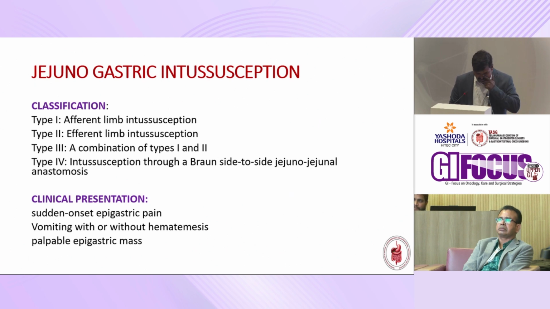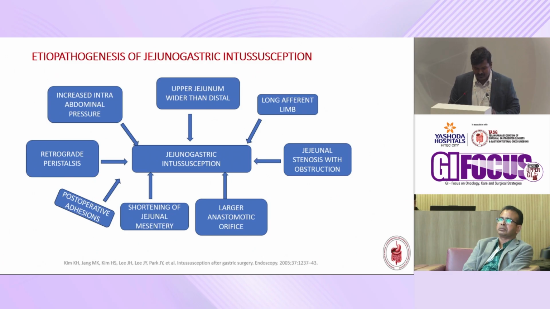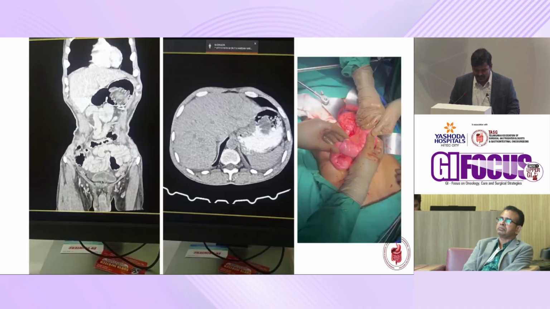Another is jejunogastric intussusception. There are multiple types. One is afferent limb intussusception, efferent limb intussusception, a combination of the two, or type 4, in which the intussusception is through the side-to-side JJ. Clinical presentation will be epigastric pain, vomiting, and palpable epigastric mass. This is the triad. Etiopathogenesis can be postoperative adhesions, retrograde peristalsis, shortening of the jejunal mesentery, a large anastomotic orifice, jejunal stenosis, or a long afferent limb.